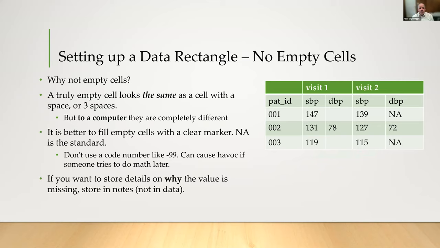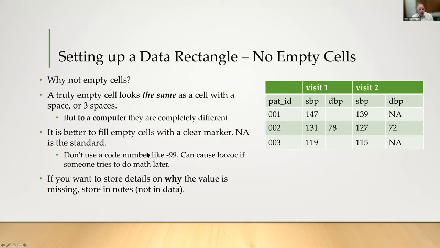And avoid empty cells. And why not have empty cells? Well, a truly empty cell looks the same as a cell with a space or a cell with three spaces that somebody just happened to hit the space bar a few times. But to a computer, they're completely different. And it's better to fill empty cells with a clear marker that it's not available or empty. And NA is the standard, capital N, capital A.